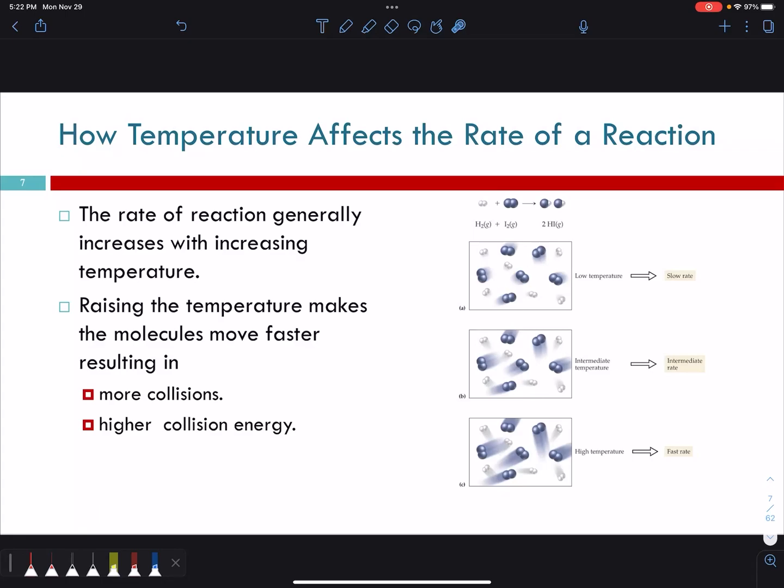And again, this diagram on the right is showing low temperature, so particles have short speed lines or blur. These ones are moving faster and then even faster. So higher temperature, higher reaction rates.